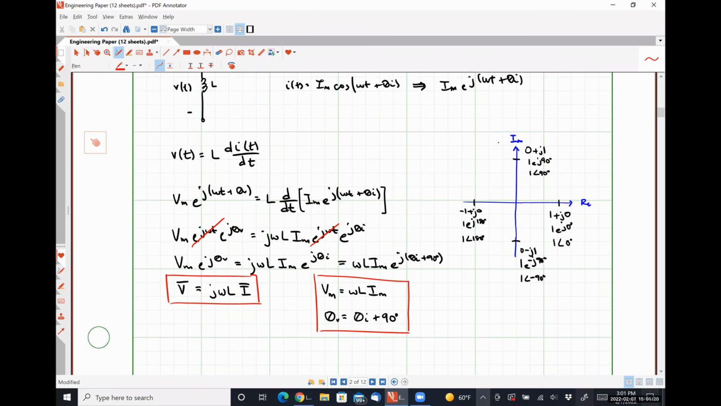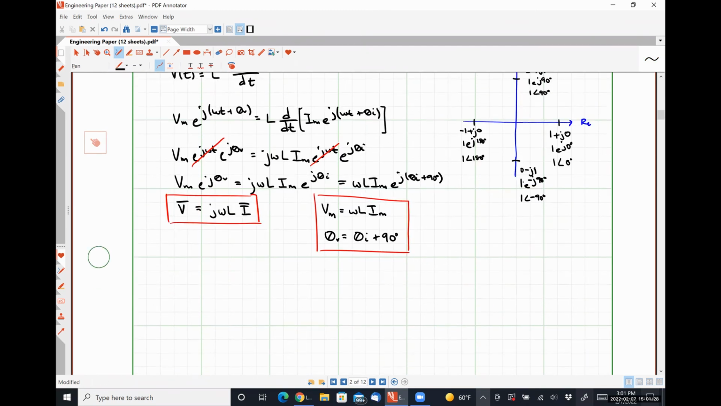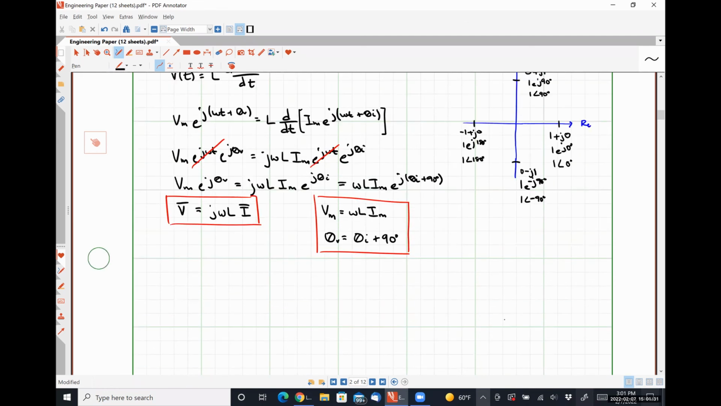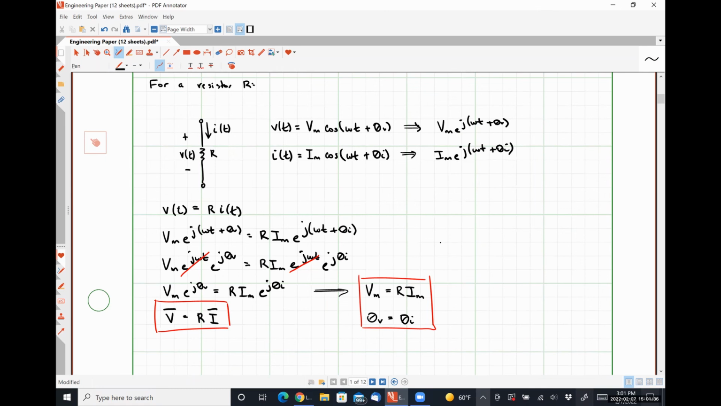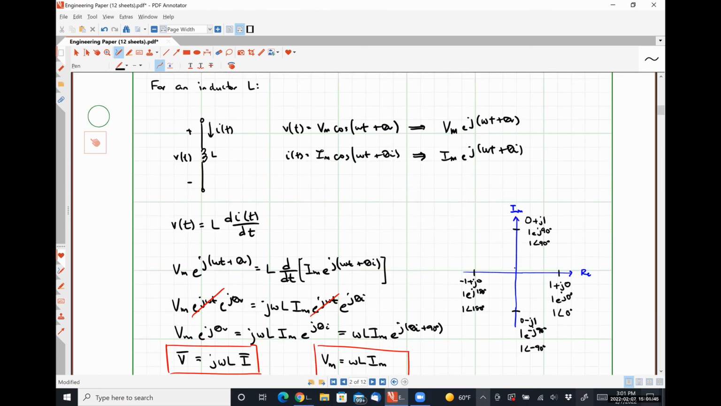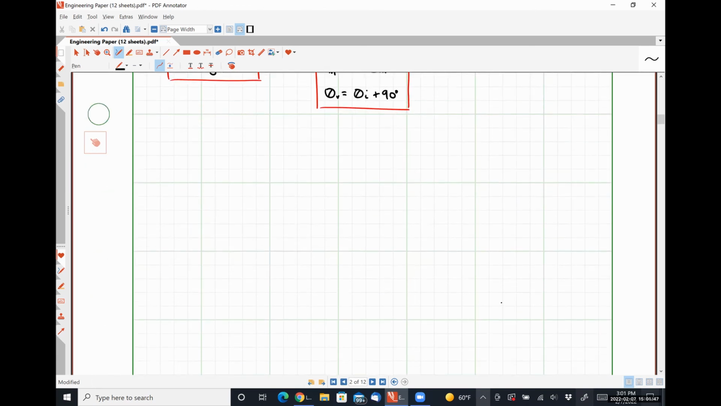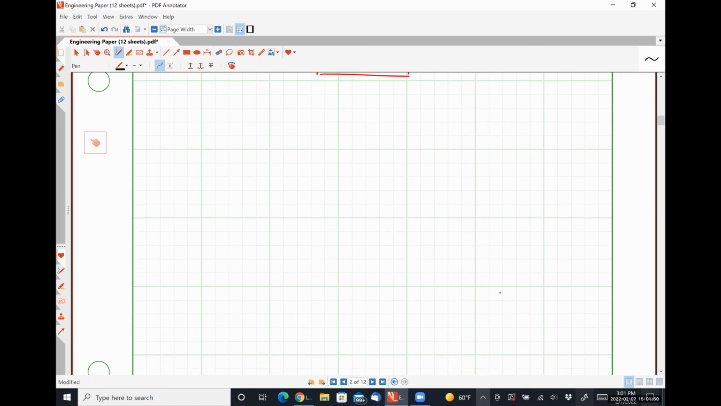All right. So our last circuit element that we're going to develop phasor relationships for is the capacitor. For the resistor, just V is equal to R times I, and then the relationship between the magnitudes and the phase angles, and the exact same quantities for the inductor. All right. For a capacitor C.